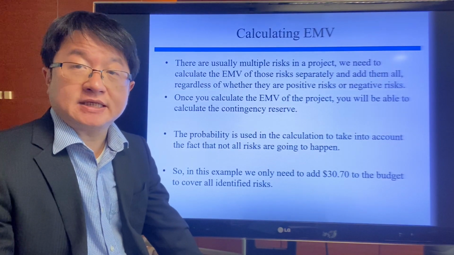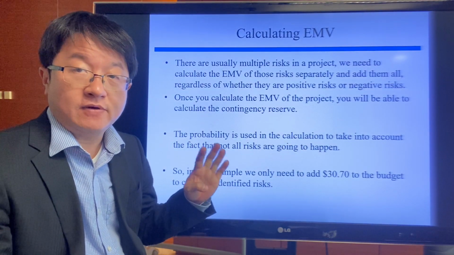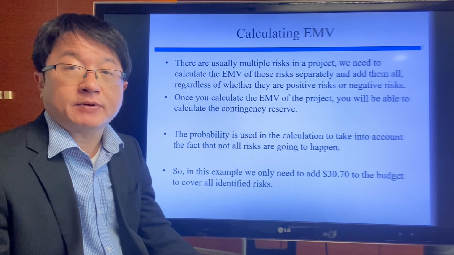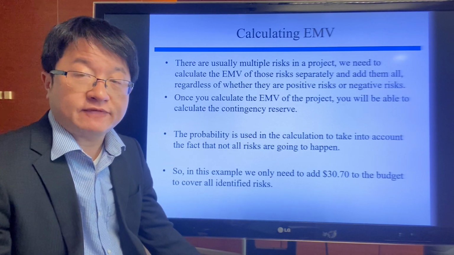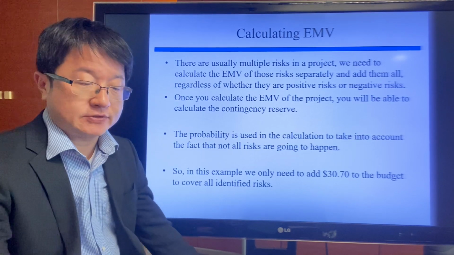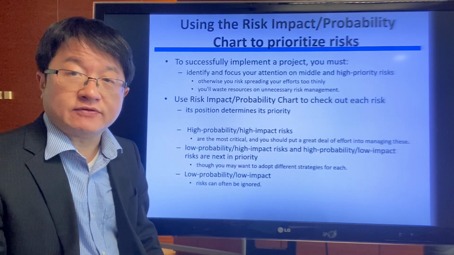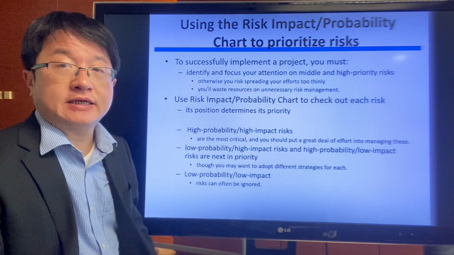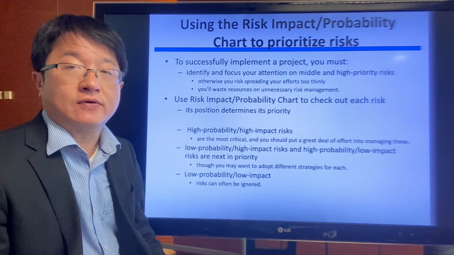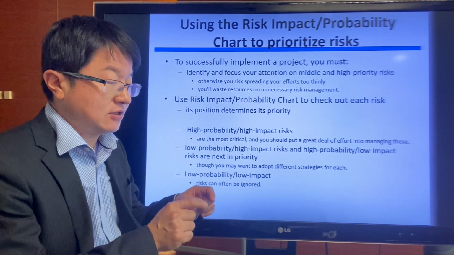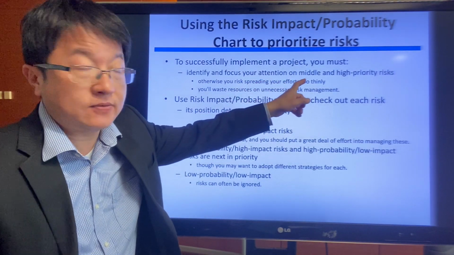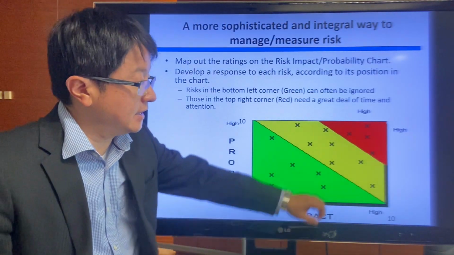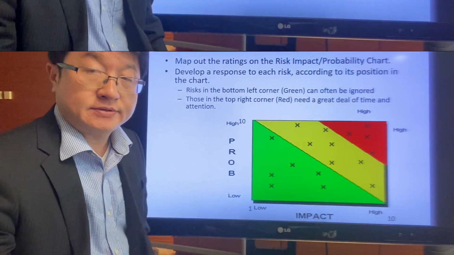So there are many risks in the project, and in this example there are 4, but in general you need to add up all the possible risks multiplied by the probability of occurrence, then you can find the expected monetary value of the project. And also you can make use of the risk probability chart to prioritize the risk. What risk you can accept, what risk you can ignore, and you need to focus on those risks with middle and high priorities. So you need to pay attention to those risks in the red or yellow region.